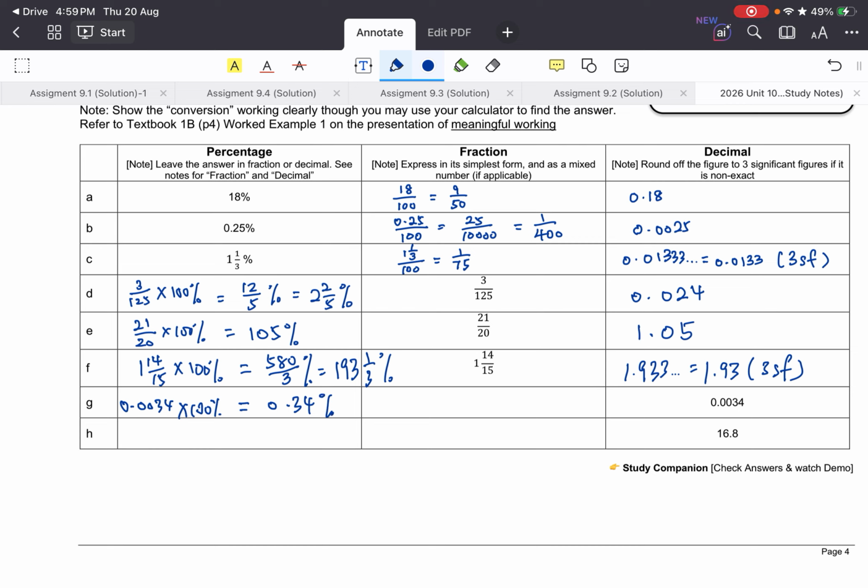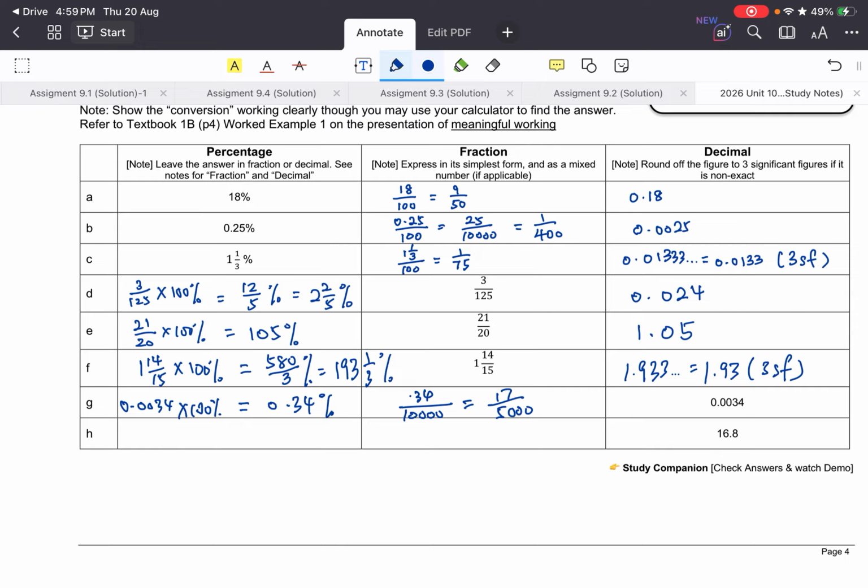0.34%, right? In terms of fraction, what I'm going to do is I'm going to write down 34 over 10000. That will match the number of decimal places, the number of zeros here. And simplest form, it will be 17 over 5,000, right?